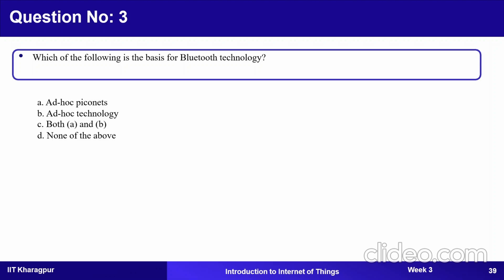In ad hoc technology, the connection between various devices is intermittent. Depending upon the signal we are receiving, the connection can be established, and automatically the devices can also get disconnected. And ad hoc piconets: whenever two or more devices form a connection, the network which is formed is called a piconet in Bluetooth technology.